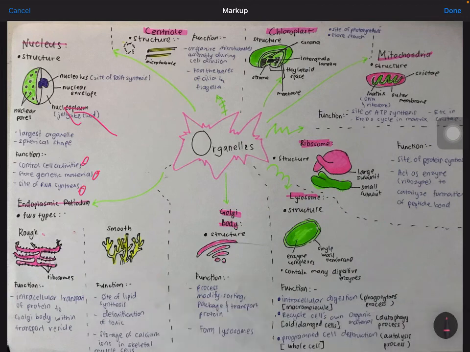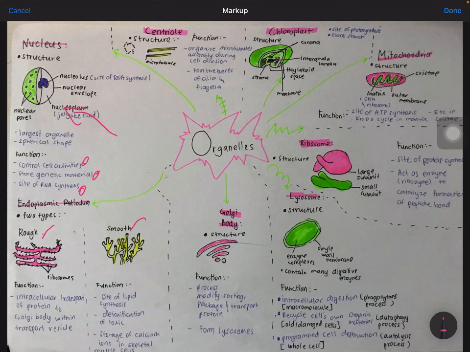So moving on to the endoplasmic reticulum. It has two types, which are rough ER and smooth ER. Rough ER is just side by side with the smooth ER, but it has ribosomes, so you can differentiate between both of them. The function of rough ER is to transport protein to the Golgi body within transport vesicles, and smooth ER is the site of lipid synthesis and detoxification of toxic substances.